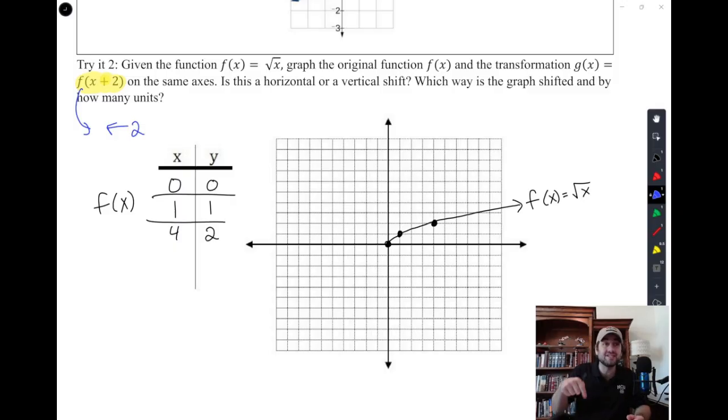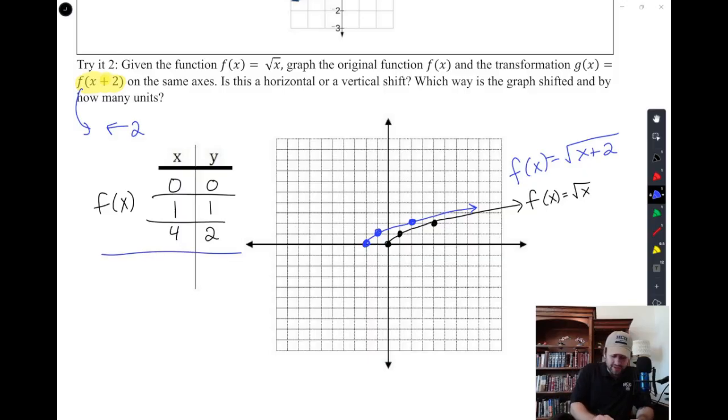And so I'm just going to take each of those nice, neat points and shift them over by 2. Notice how we just went to the left by 2, and then I'll draw my shape. And that blue is f of x equals root x plus 2. And that's a horizontal shift to the left by 2.